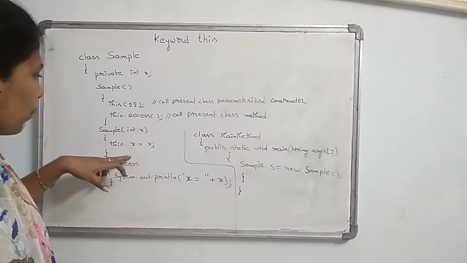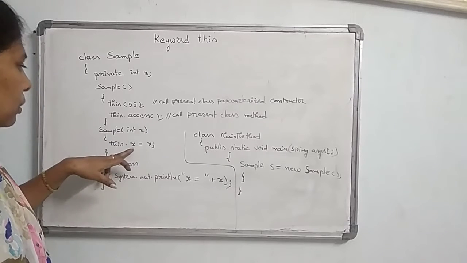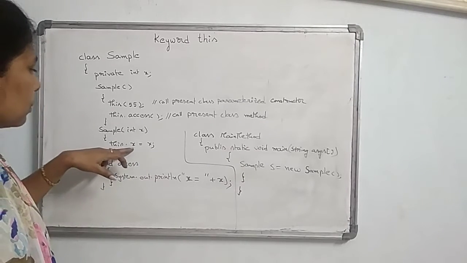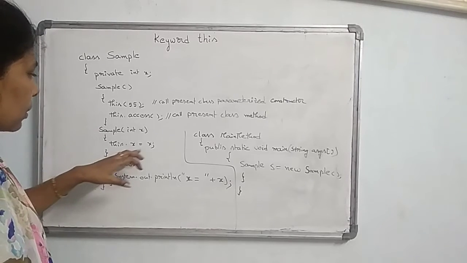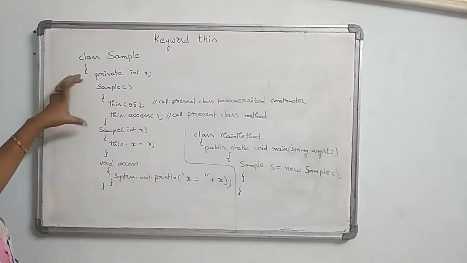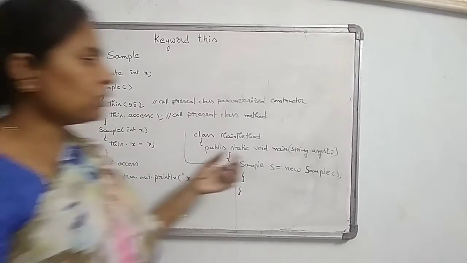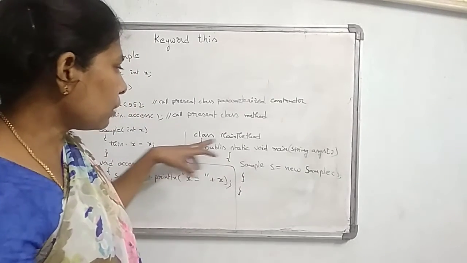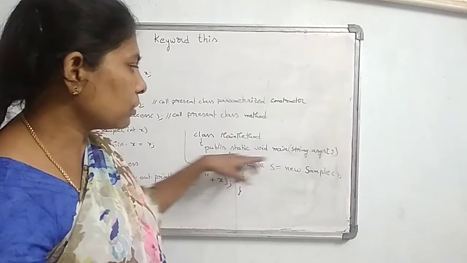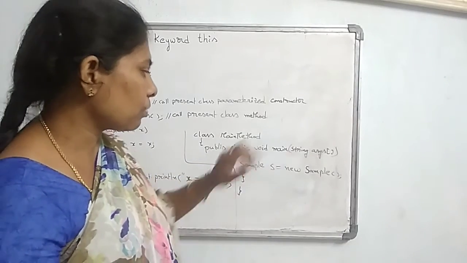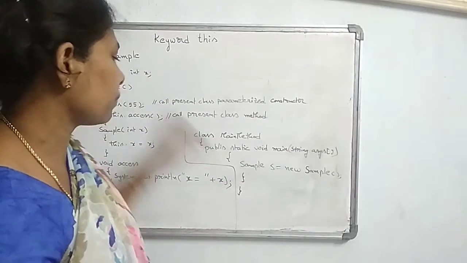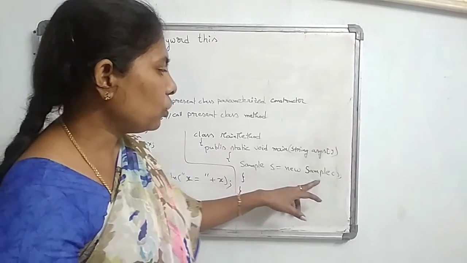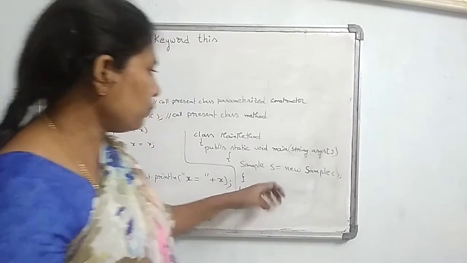In the constructor, I am passing the value of x to this.x. So this.x means it will take the object, so object.x equals x. So this is the class Sample. Next I am going to the main method. In the main method, public static void main(String[] args), I am creating one object s of the Sample class: Sample s = new Sample(). So this is the process.